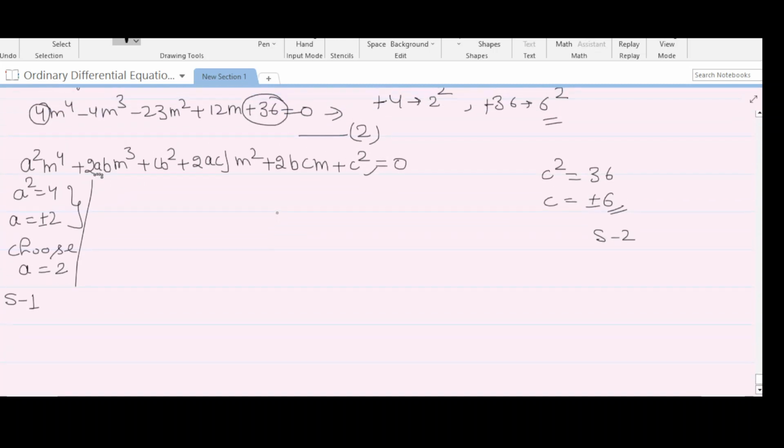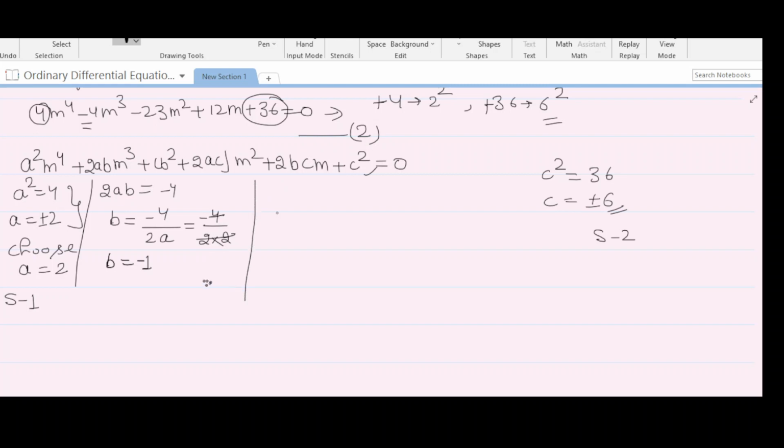For step number 3, the value of 2ab is minus 4. So here the value of b will be minus 4 upon 2a. That will be minus 4 upon 2 times the value of a, which is 2, so minus 1. So here we have the value of b as minus 1.